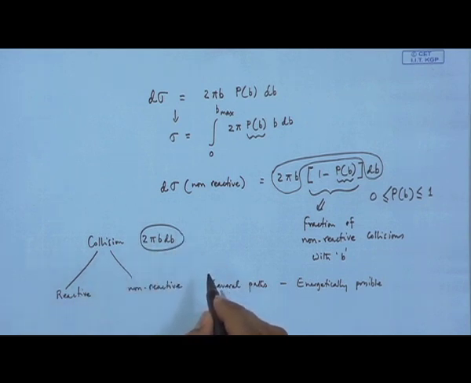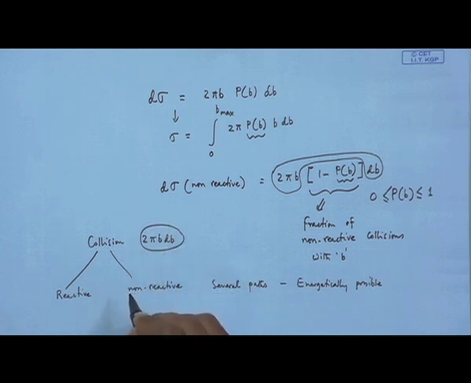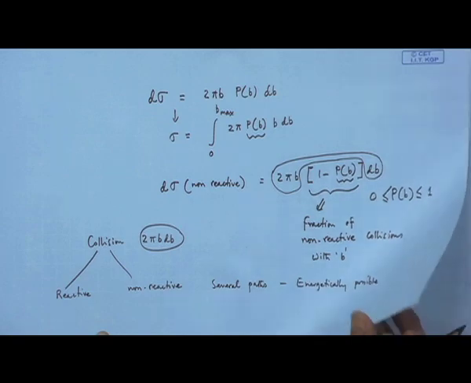And the final outcome of collision with b in the range b to b plus db. You have to think of b ranging from b to b plus db, so that this value becomes 2 pi b db. So, you can think of the reaction cross section in this fashion.